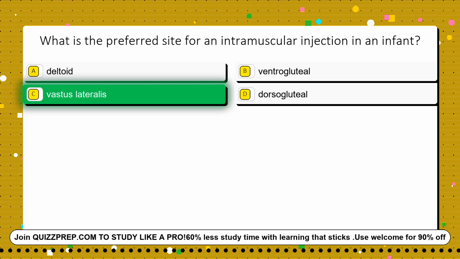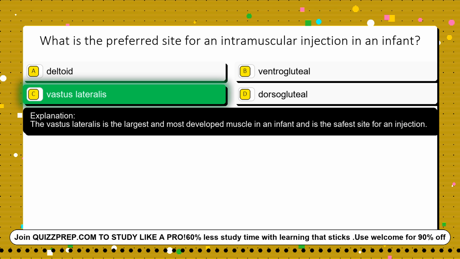The correct answer is option C. Vastus lateralis. The vastus lateralis is the largest and most developed muscle in an infant and is the safest site for an injection.